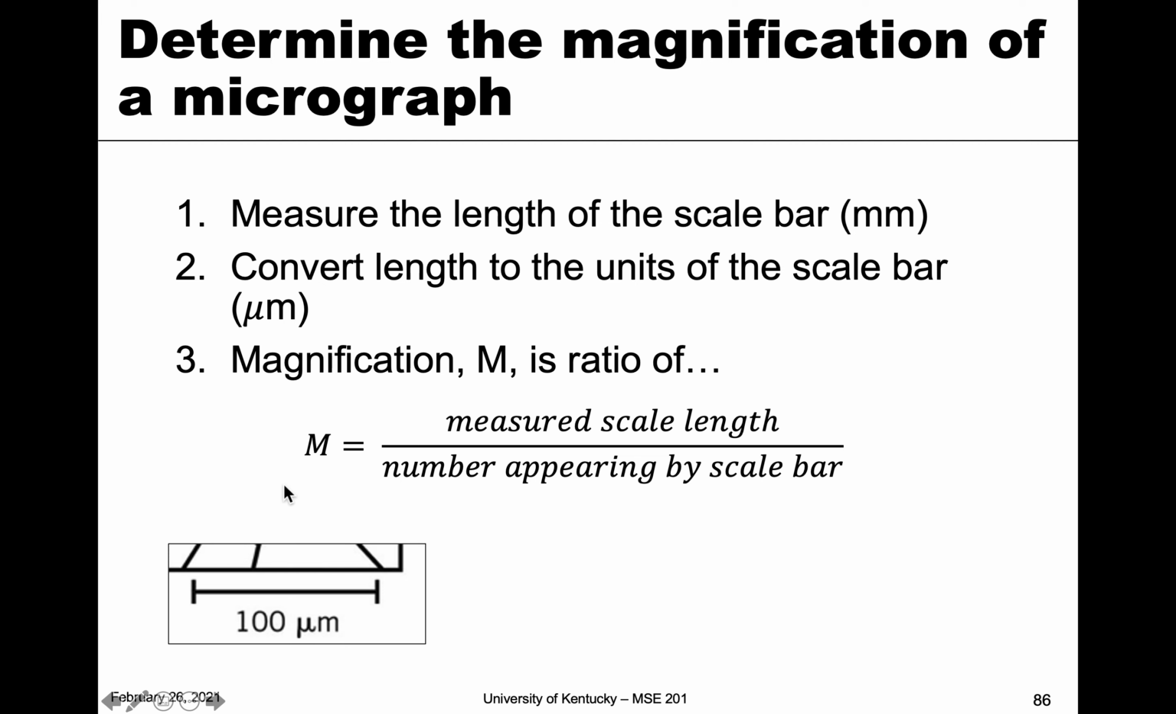And so what we do is we calculate the magnification by the ratio of the measured length, so that's the millimeters, over the number appearing in the scale bar. Since it's a ratio and we don't have units on that, we need to make sure that they have the same unit. So microns and millimeters, one of those has to get converted to calculate the magnification.